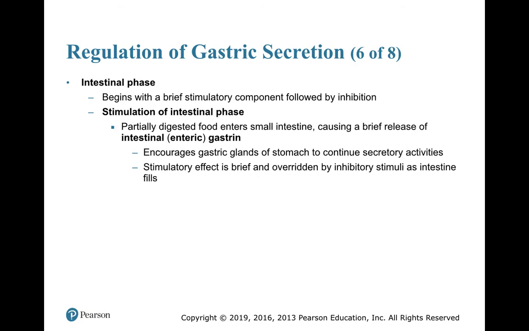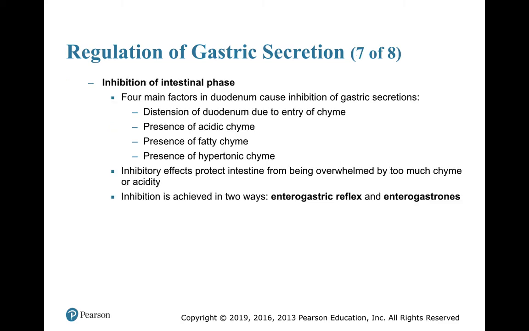As things move to the intestines, we get a brief stimulatory component followed by inhibition. That stimulatory process is partially digested food getting into the small intestine, which causes a brief release of intestinal enteric gastrin. That encourages the gastric glands of the stomach to continue secretory activities. The stimulatory effect is brief, and it's going to be overridden by inhibitory stimuli as soon as the intestines fill.